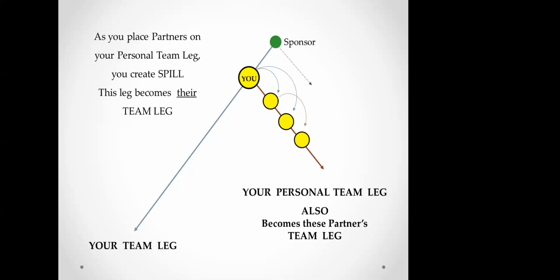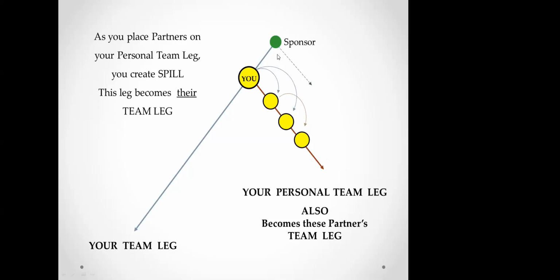And you start creating spill for all the people down below. Your personal leg, because you are creating spill from above, also becomes these partners' team leg. So now this is where it can get a little confusing, so just bear with me. Your team leg is here because you have a sponsor above you that potentially could place people down below you. But because here there's nobody above you to place down below, you are the one that creates the spill for these team members.